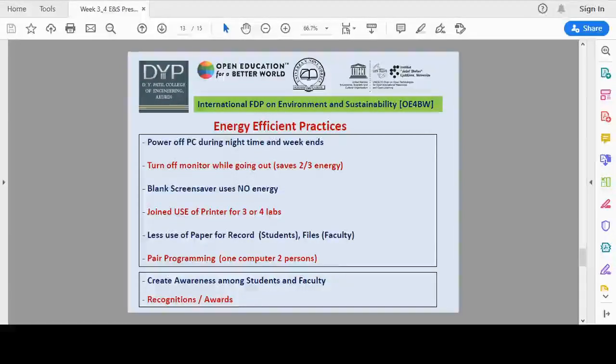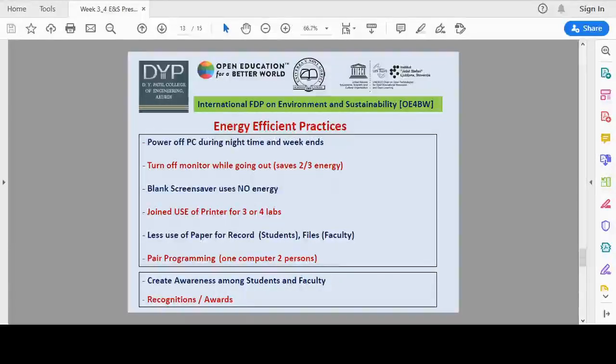Having educated the students on these sustainable practices, we can make them use the following practices in their daily life. Power off the PC during night time and weekends. Turn off the monitor while going out. It saves 2 by 3 of the computer's energy. A blank screensaver uses no energy.